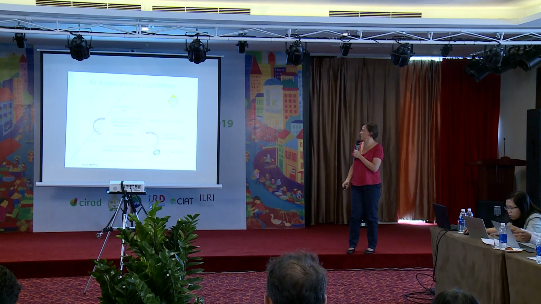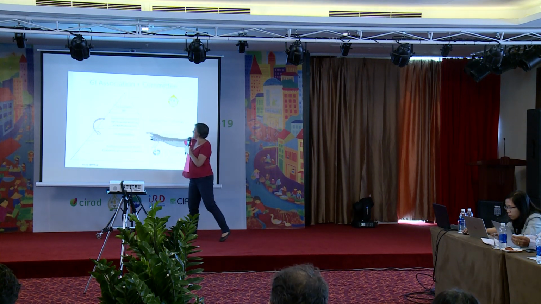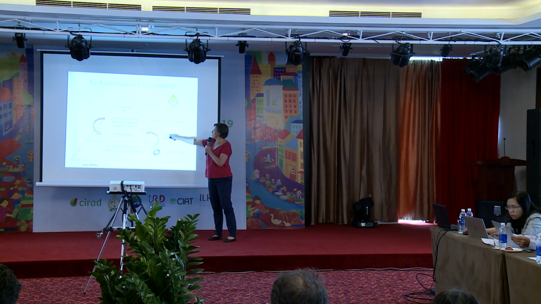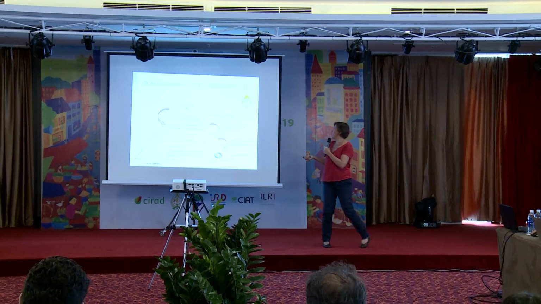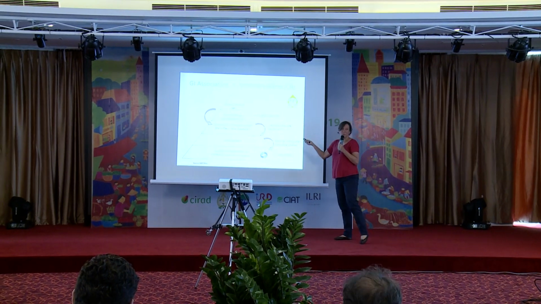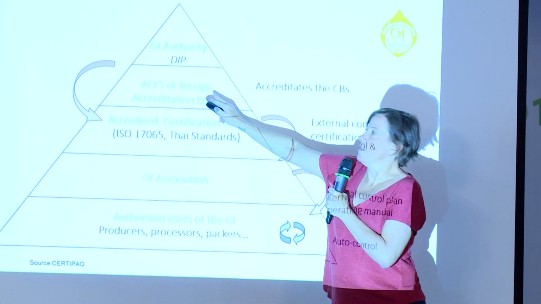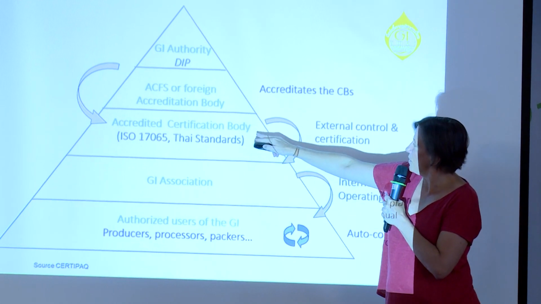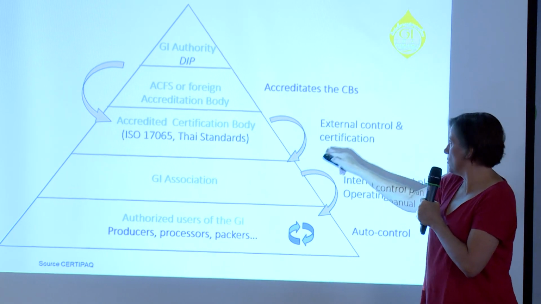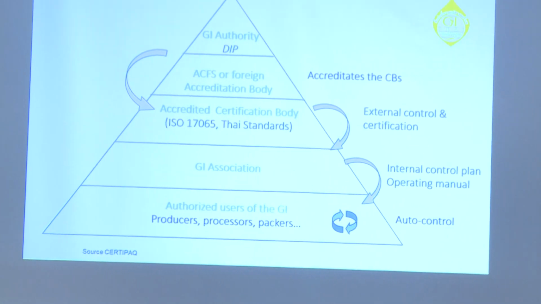If there is a GI association, then you can have either a provincial committee that verifies that the control plan is implemented and that people comply with the operating manual, and then you have an internal control system and auto-control. And this looks more like the Cambodian case, where you have an accreditation body, either national, ACFS, or foreign, and then the accredited certification body does the external control, and then there's internal control and self-control. So there's a variety of options, and it's much more flexible in the Thai case.